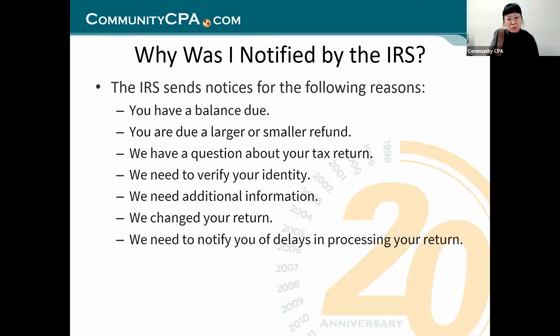Or we changed your return, or we need to notify you of a delay in processing your return. Like when you don't get your refund, you go on irs.gov, where's my refund, right? You tap that in, and it says processing. It's like, wow, I've been seeing that for 8 months already, still processing, are you kidding me? And maybe you have a letter in your mail that you did not open, because you probably should have already gotten a letter telling you that something is wrong with your taxes and they're processing.